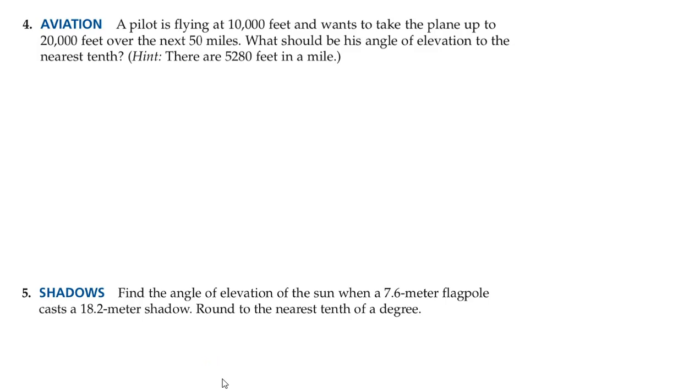All right, you guys, let's just walk through some trig problems here. So a pilot's flying at 10,000 feet and wants to go up to 20,000 feet. So that's a total of, starting from this point, ending at this point, going up 10,000 feet, okay? And he says over the next 50 miles. So this is over the course of 50 miles. All right, and then what should his angle of elevation be?